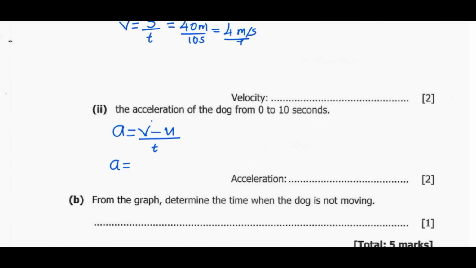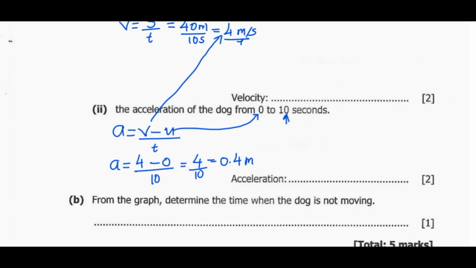So the final velocity is just this 4 meters per second, because we are dealing with the same. So it's 4 meters per second minus the initial. The initial we are given, it's 0. So the time is giving us the picture from 0 seconds. So the initial is 0 over time, which is 10. 4 minus 0, we still have 4 over 10. So 4 divided by 10 will give us 0.4 meters per second squared.